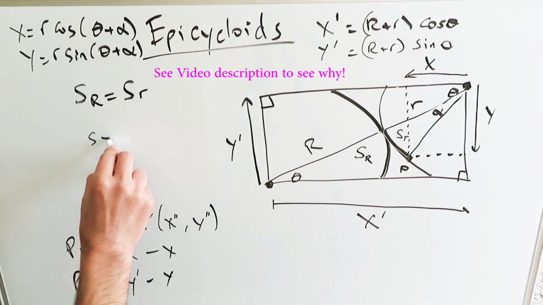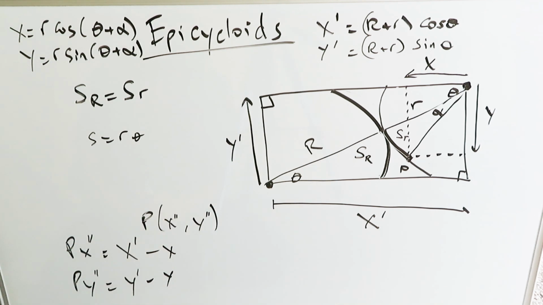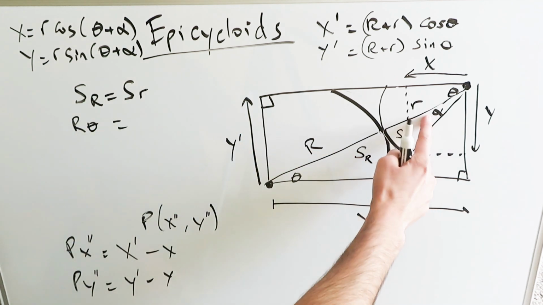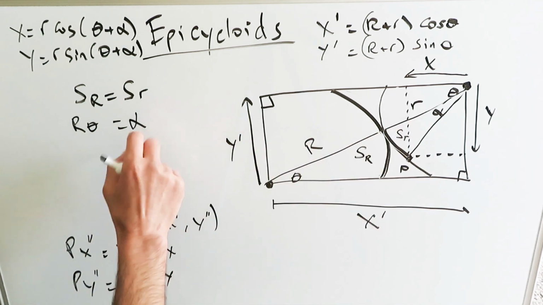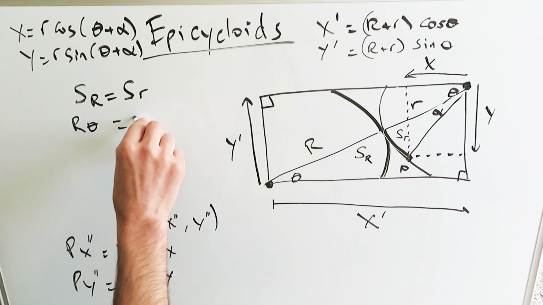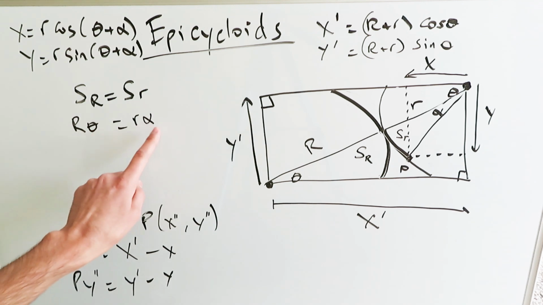In general, arc length is equal to r times theta, the radius times the angle subtended by that arc length. In each instance, here you have capital R theta. For here you have an angle which is alpha, and let me write it in terms of radius and angle, the small radius and its angle. You know capital R theta is equal to this small r alpha.